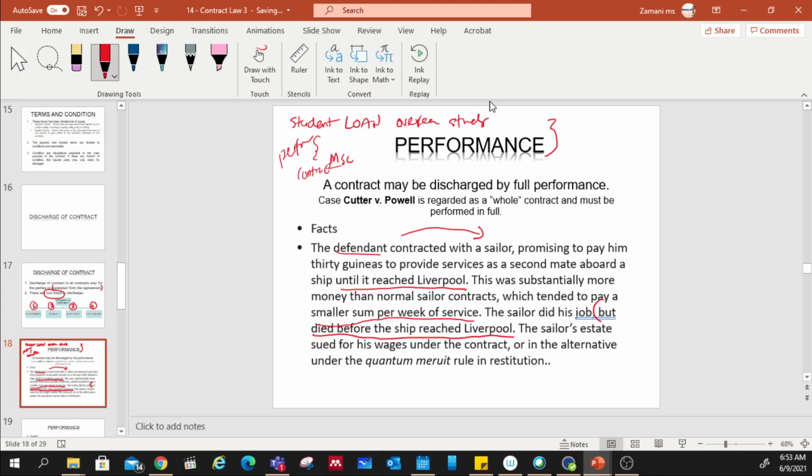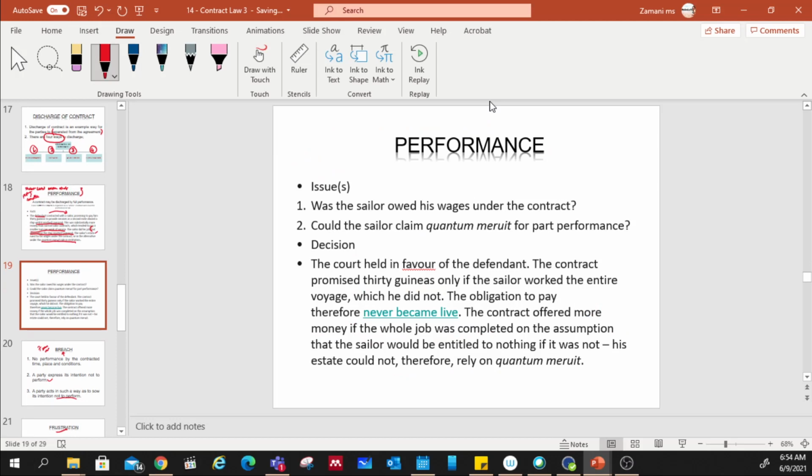The contract said until it reached Liverpool. The sailor's relative sued for his wages under the contract, or in the alternative under the quantum meruit rule in restitution. So the question is: was the sailor owed his wages under the contract? Is there a wage for the sailor based on the contract? And could the sailor claim quantum meruit for the performance?